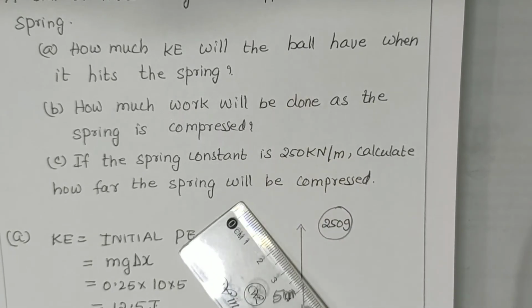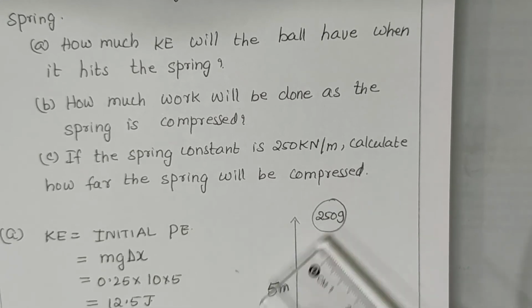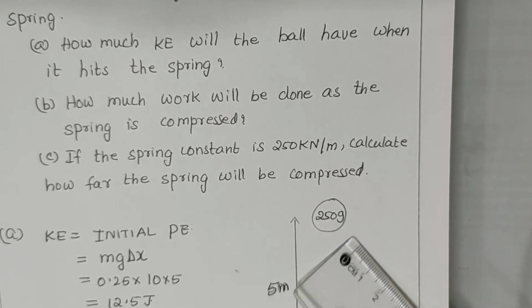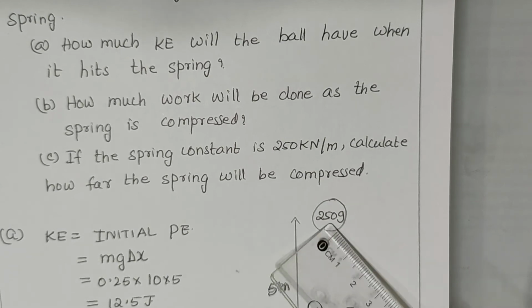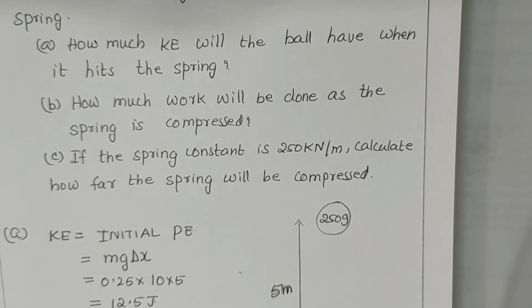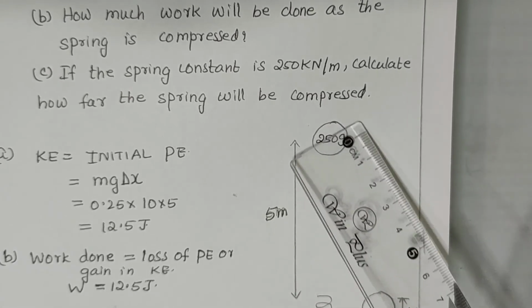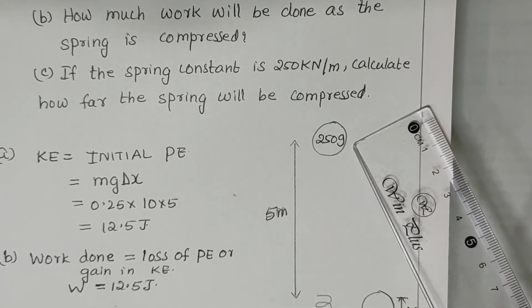Let us look at the situations one by one. Here, look at the diagram. You have an object of mass 250 gram, which is placed at a height 5 meters above a spring. This object falls onto the spring and it compresses the spring through a distance delta x. What is the initial energy the object possesses? You know that it is at rest, so there is no kinetic energy.